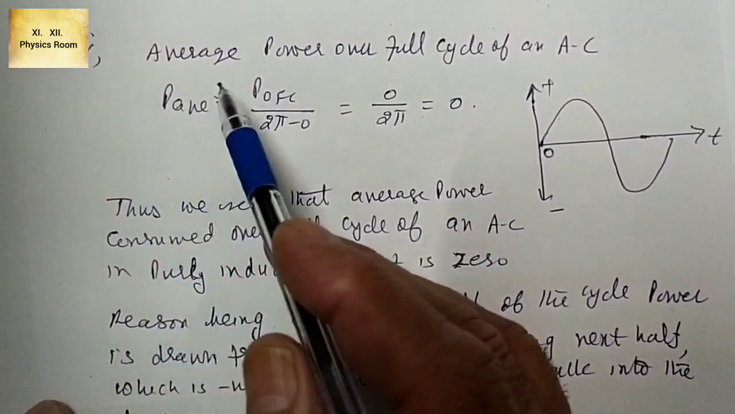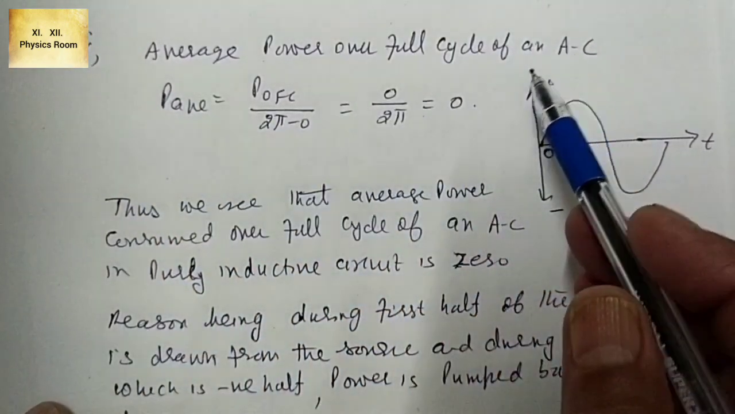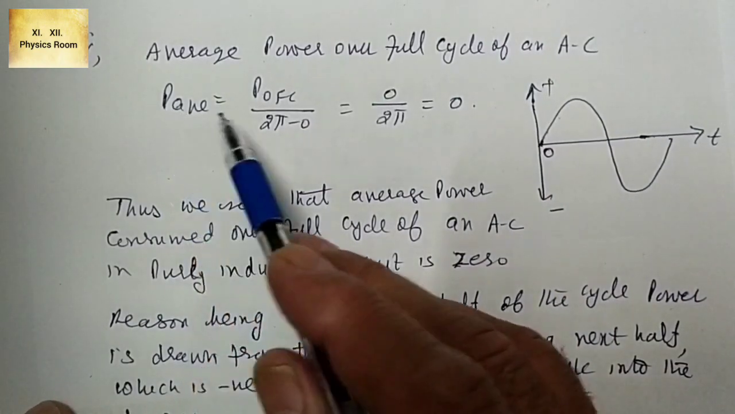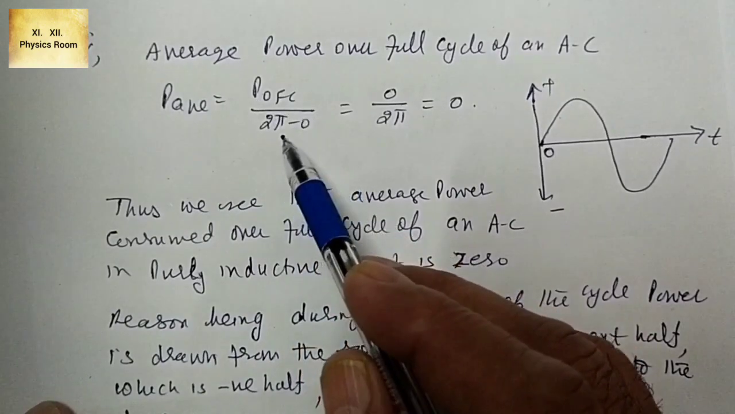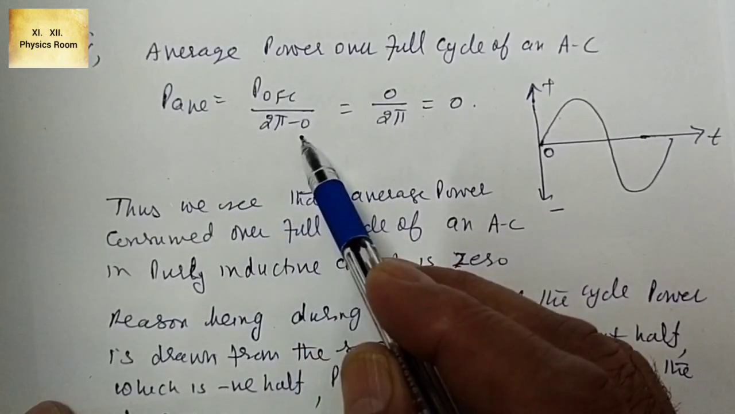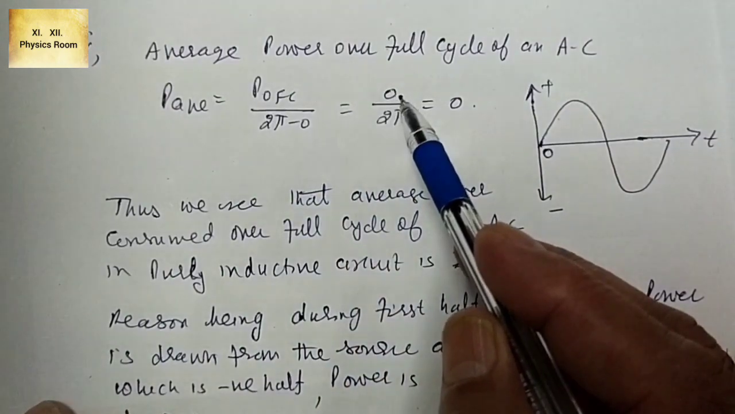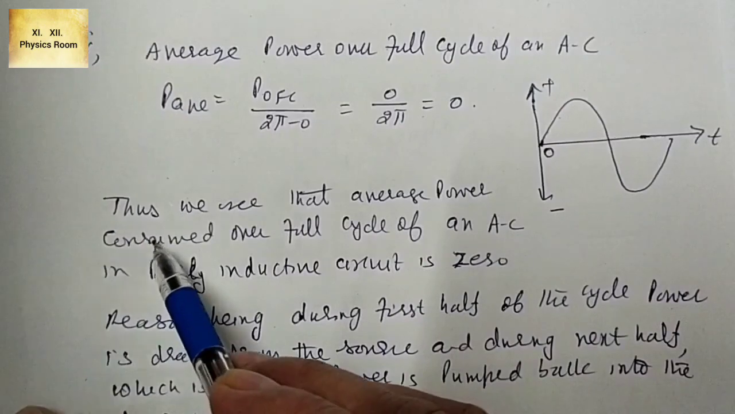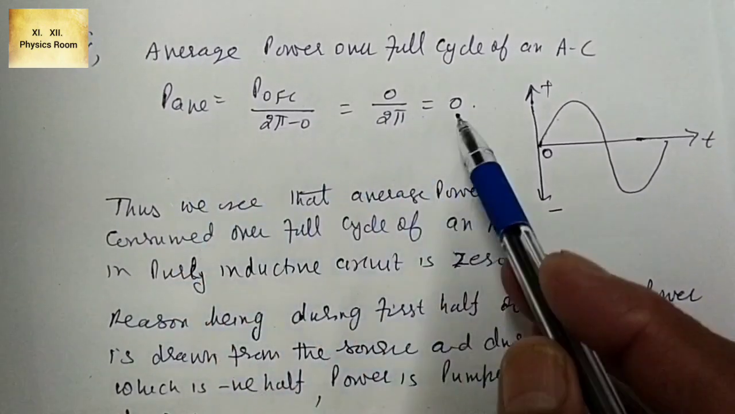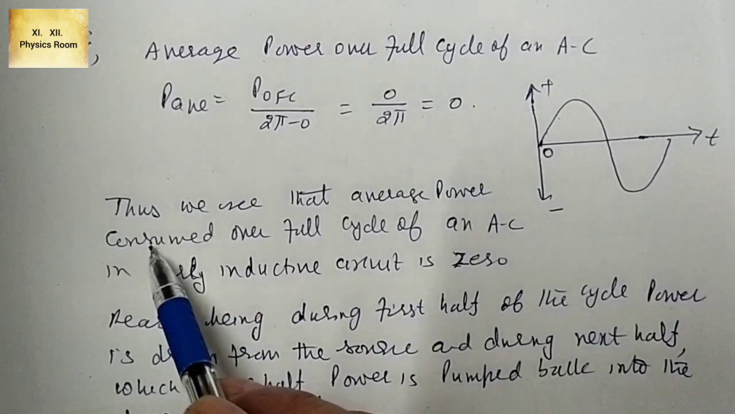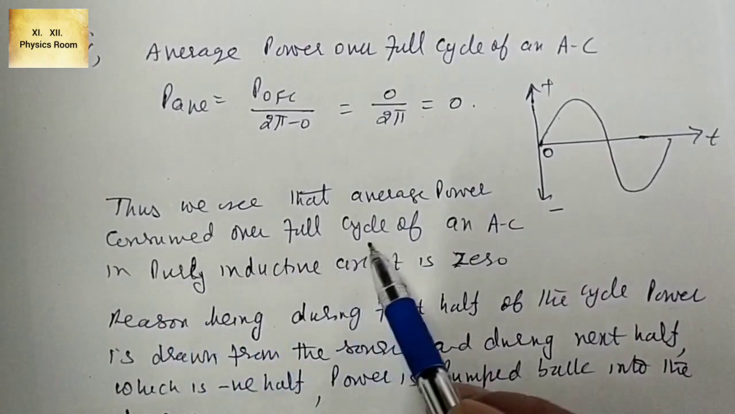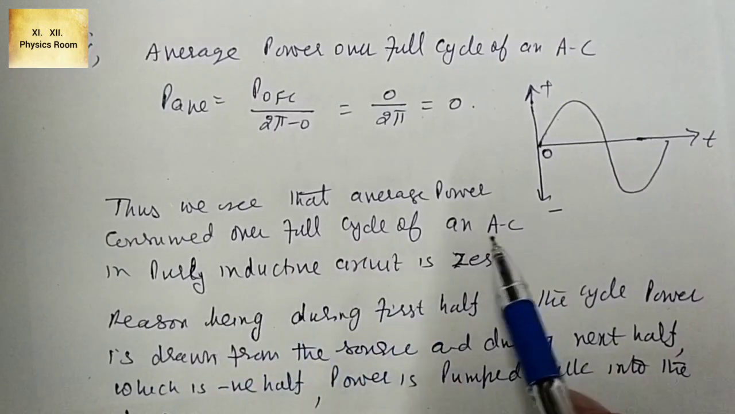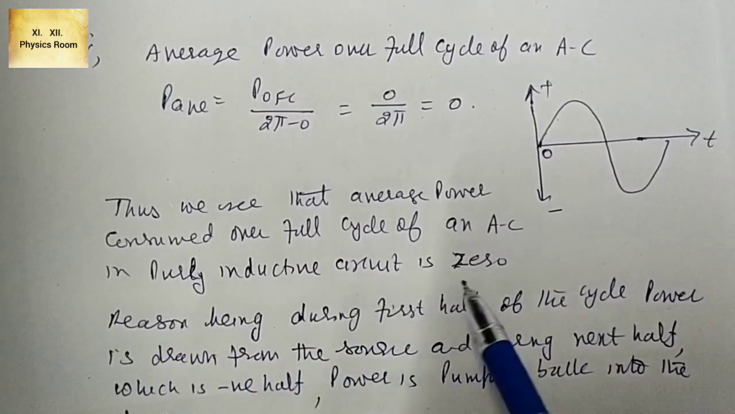Fifth step, average power over full cycle of an AC. Average power is equal to power over full cycle divided by 2 pi minus 0, upper limit minus lower limit. And power over full cycle is 0, so 0 divided by 2 pi is 0. Thus we see that average power consumed over full cycle of an AC in purely inductive circuit is 0.